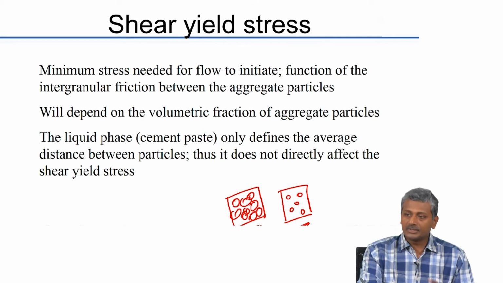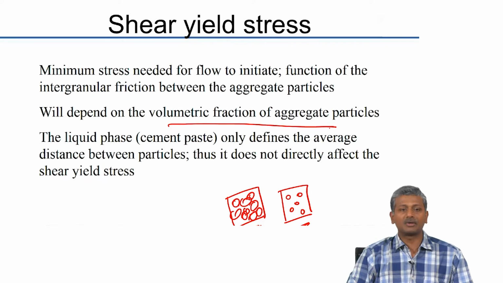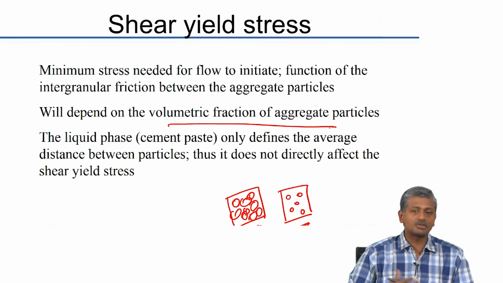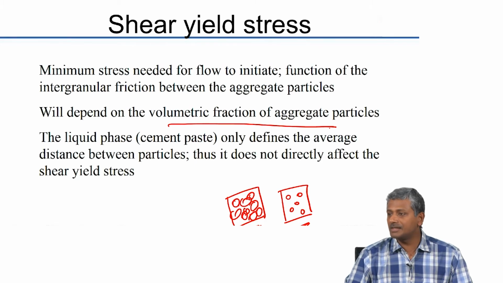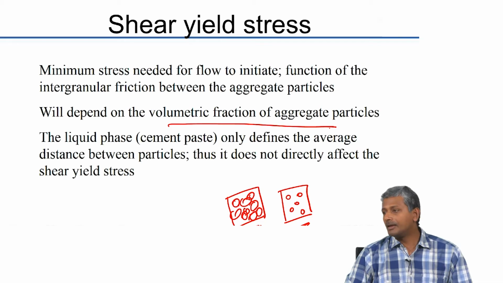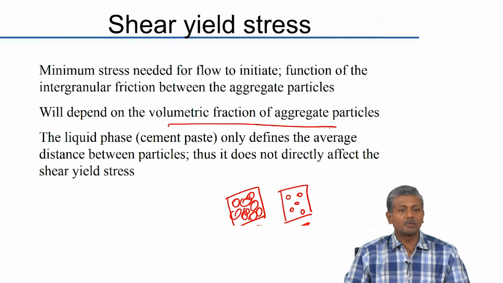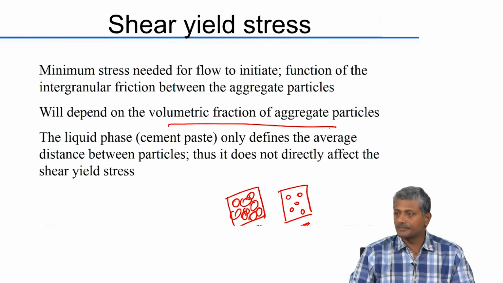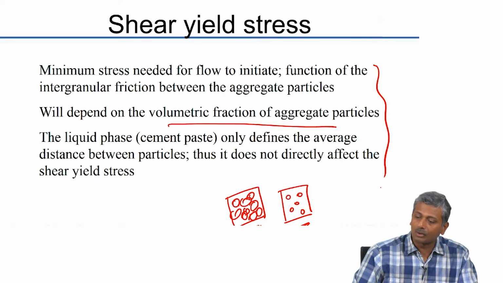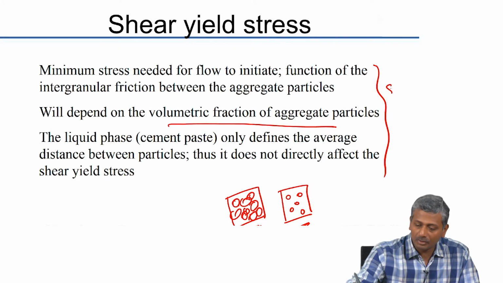Okay, so, generally this shear yield stress seems to be a major dependent on the volume fraction of the aggregate particles. The more volume fraction of aggregates that you have, the greater will be the initial resistance to flow. The lesser amount of aggregate, the easier the initial flow will be. The liquid phase, that is the paste phase that is surrounding the aggregate, defines the average distance between the particles and may not directly affect the shear yield stress, but if you are making the liquid very different by incorporating a superplasticizer, you are going to be affecting shear yield stress. Now, in terms of the concrete characteristics or workability characteristics, shear yield stress is essentially defining the slump of your concrete.